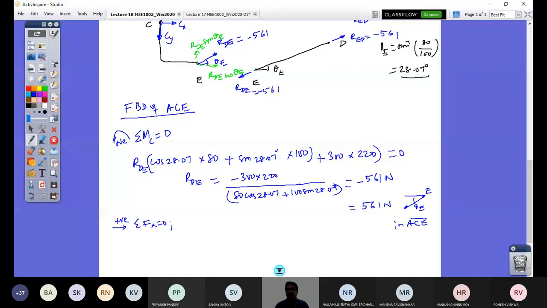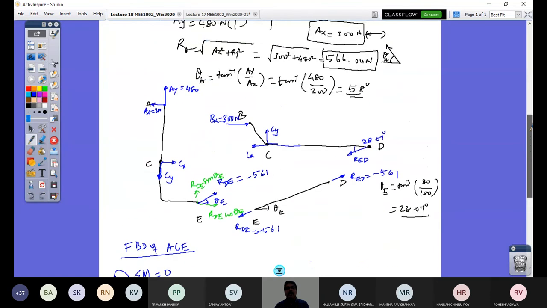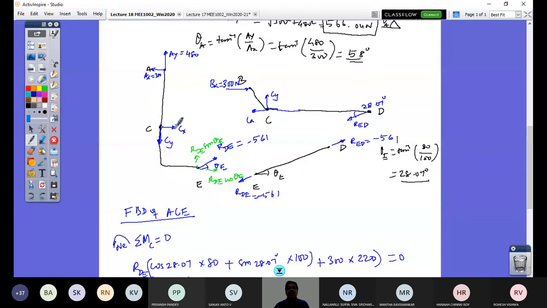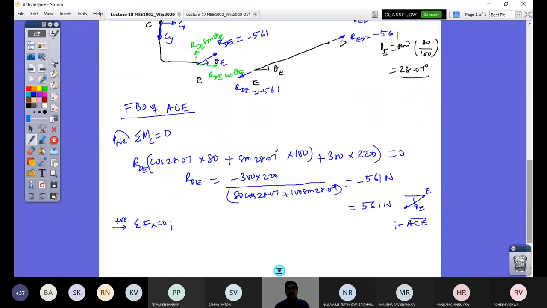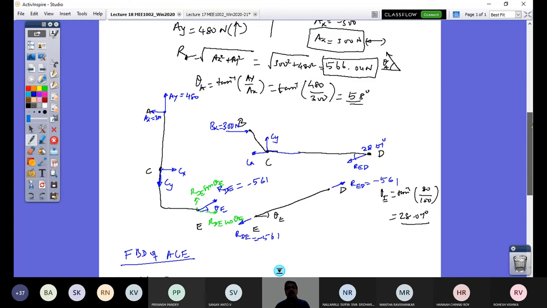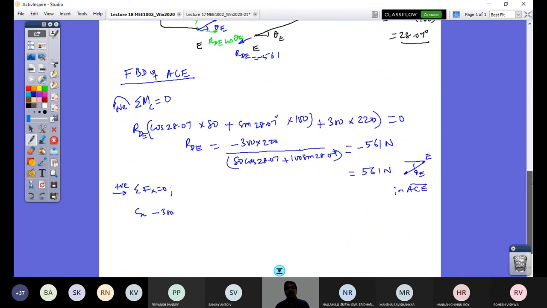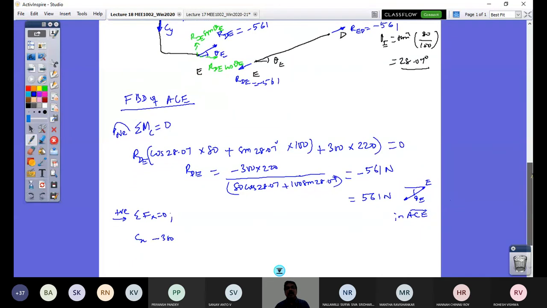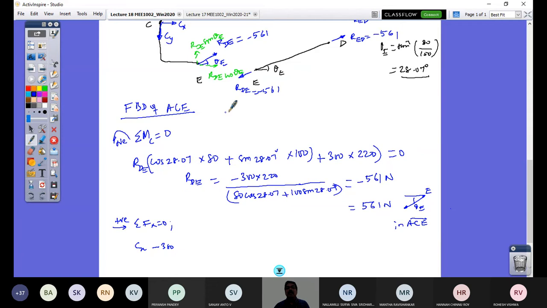So here, sigma Fx equal to 0, when I put it on which free body diagram? On the free body diagram of ACE. So I have here Cx unknown that I can find now. AX is to the left, 300, and this component is to the right as per this direction, but I have here a minus value. So let me put that. So that is Cx minus 300. That's my AX value. And now whatever you have found, RDE cos theta E.